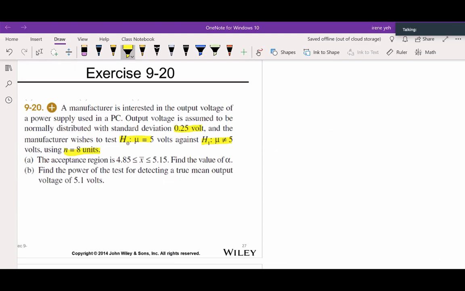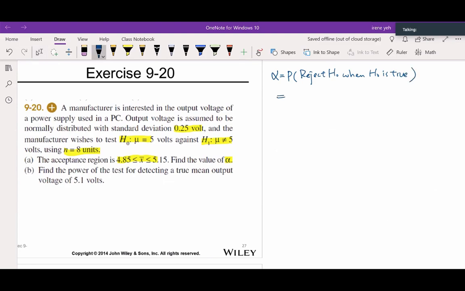Question A, giving you the confidence interval, calculate your alpha. Very similar to how we did it before. Let's write down the definition of alpha one more time. Alpha is the probability that we reject the null hypothesis, and the null hypothesis is true.